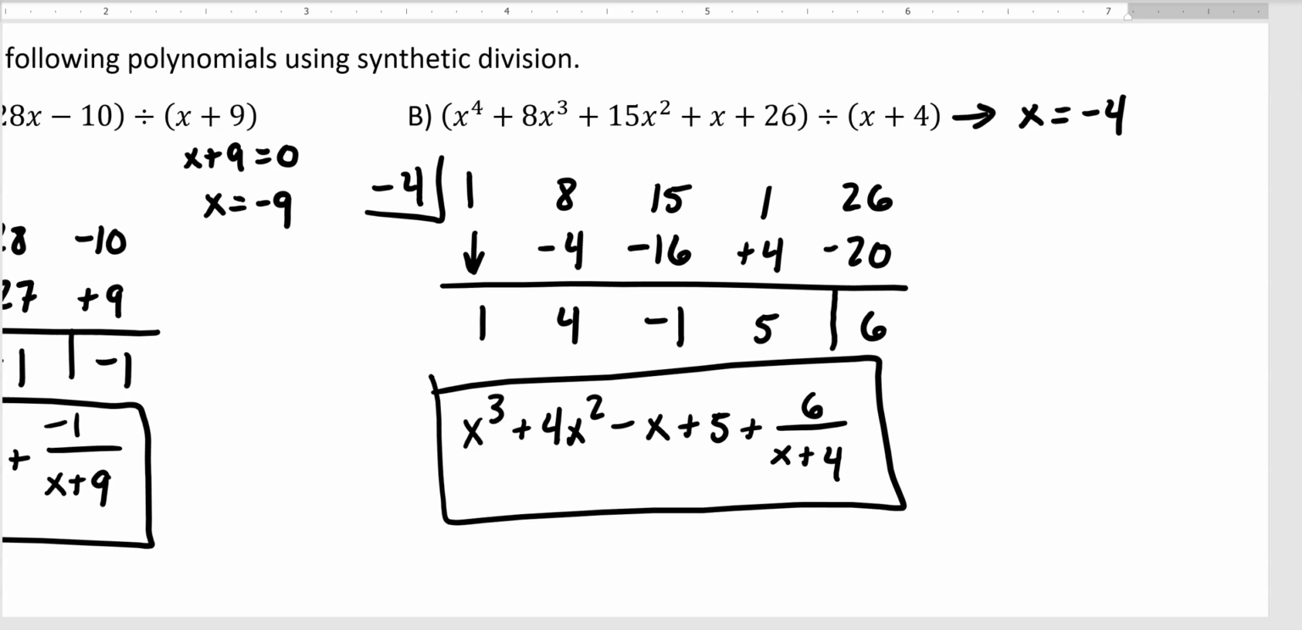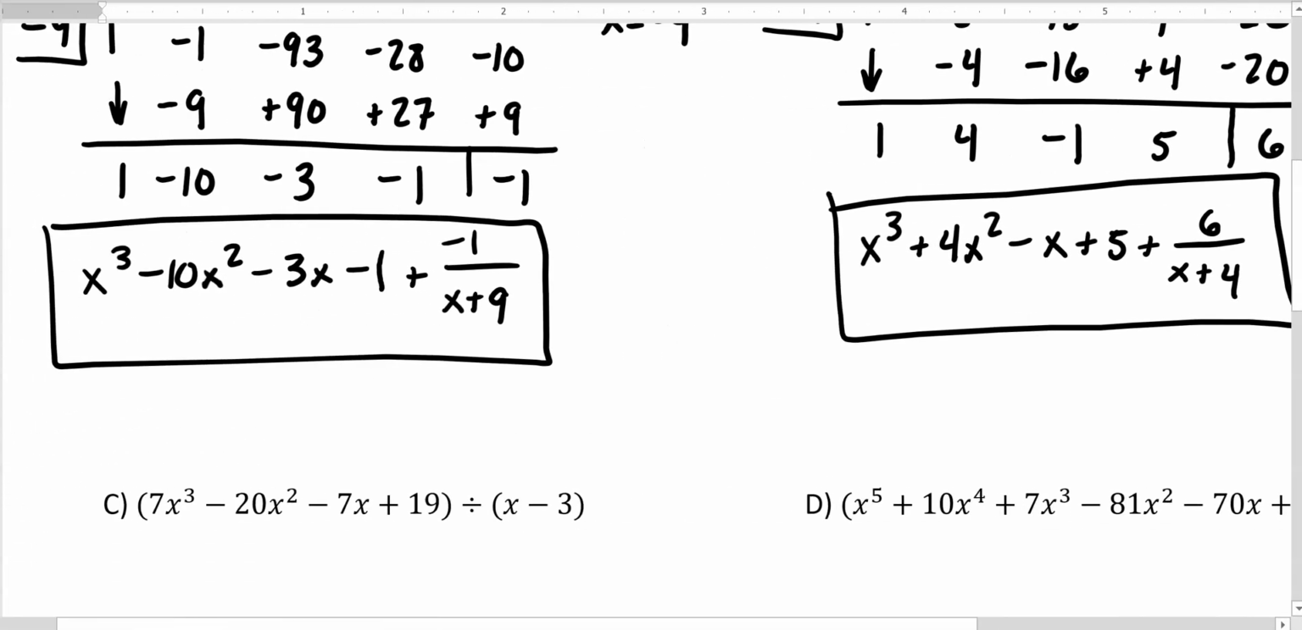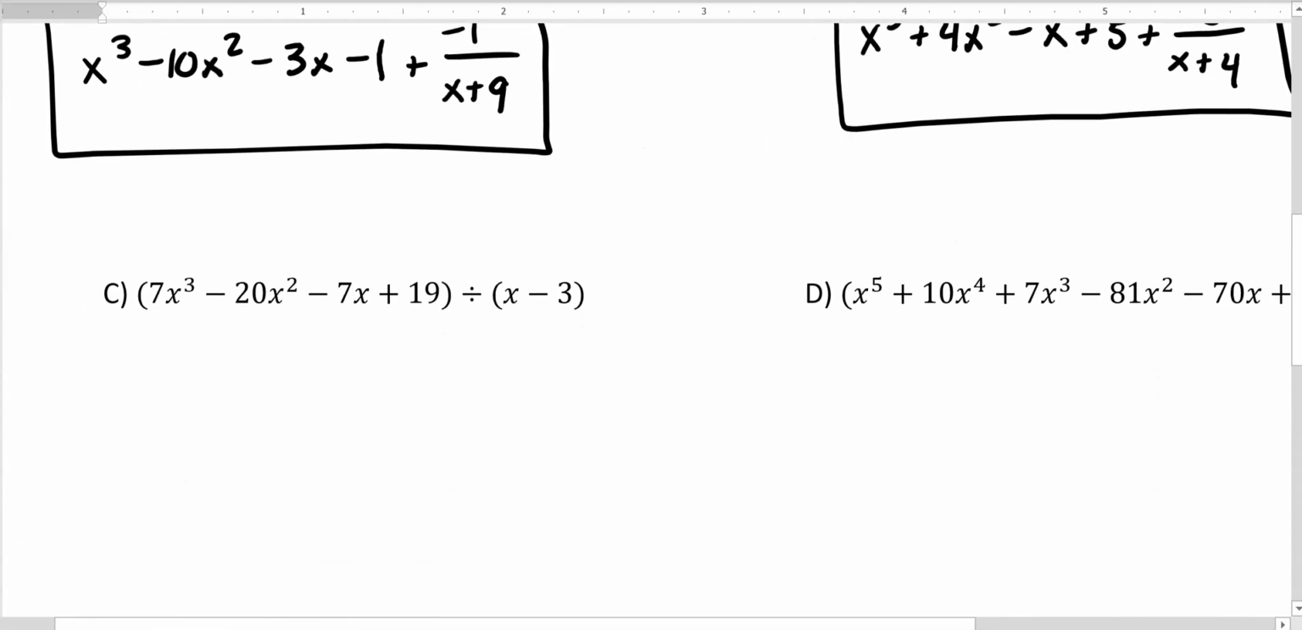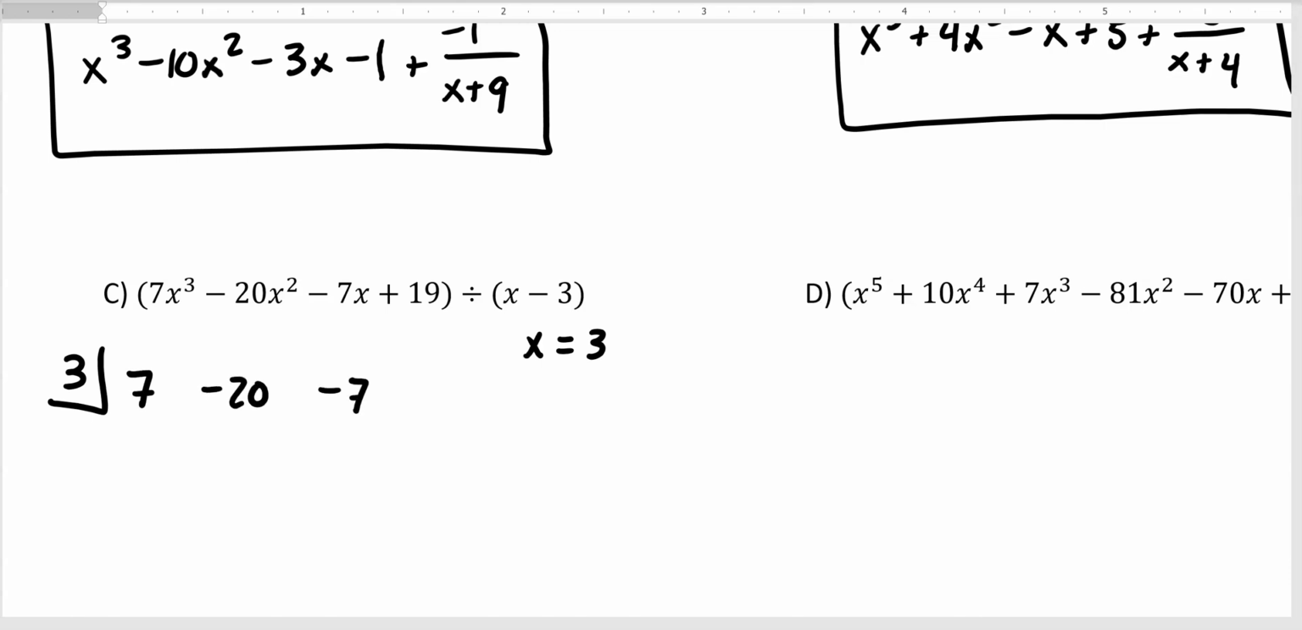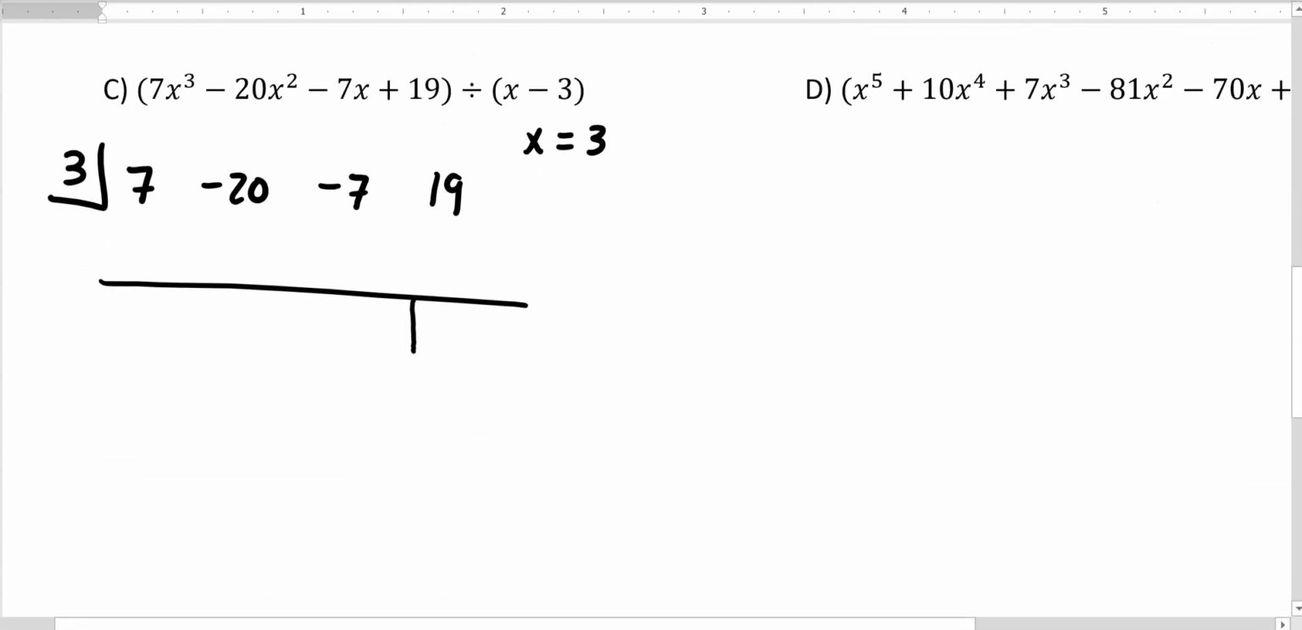Gorgeous. All right, let's look at letter C here. So x minus 3, so that means x would equal positive 3. That's what goes in our box. We have 7, -20, -7, and 19. Create our order here. Let's scroll up a bit more, give it some more space.